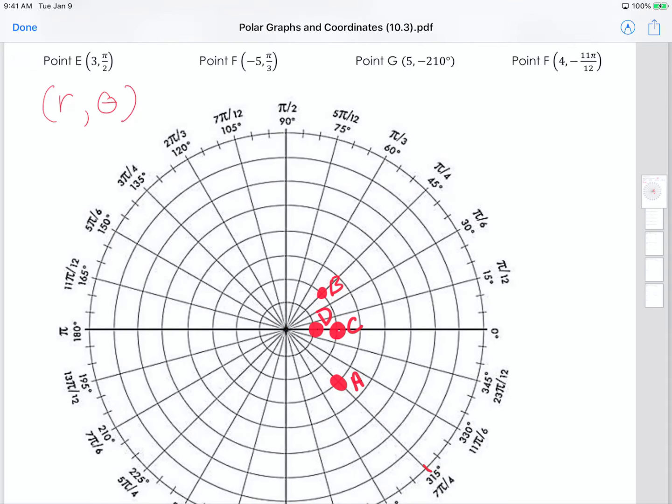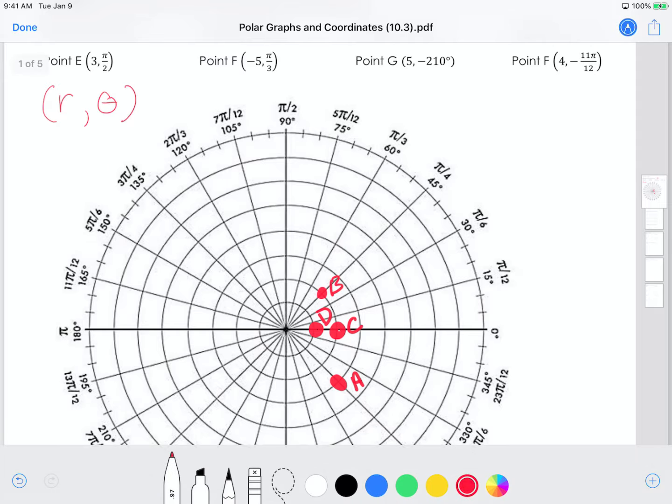Point E says we're going to swing open to pi over 2 and come out 3 units. So if I swing open to pi over 2, that's here, pi over 2, and I'm going to come out from the center 3 units. 1, 2, 3. So this point right here is my point E.